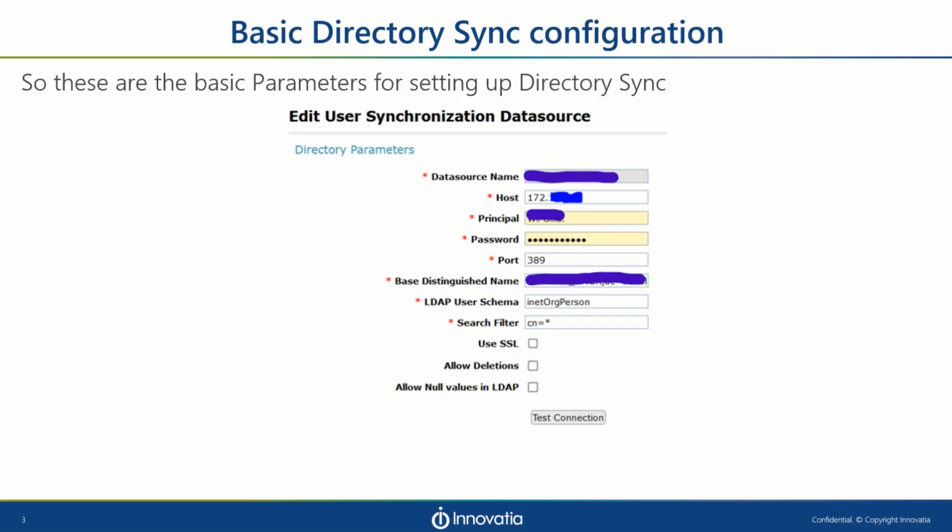The last three specific fields here, so base distinguished name, LDAP user schema, and search filter, are going to be the particular parameters System Manager is going to use to actually look for or search for a user.